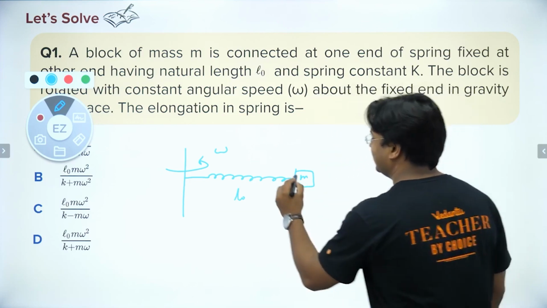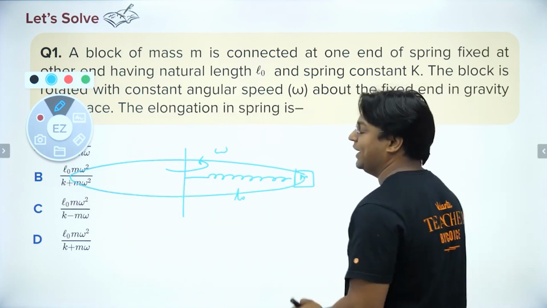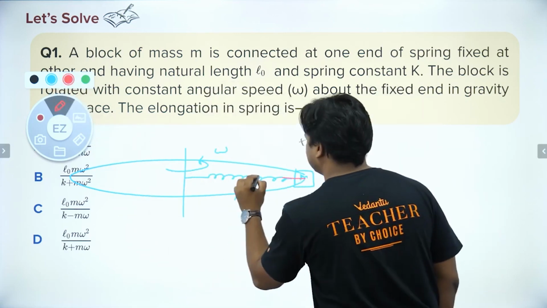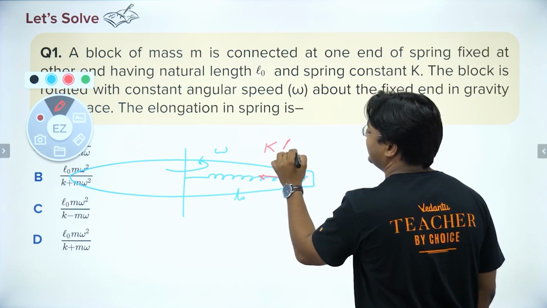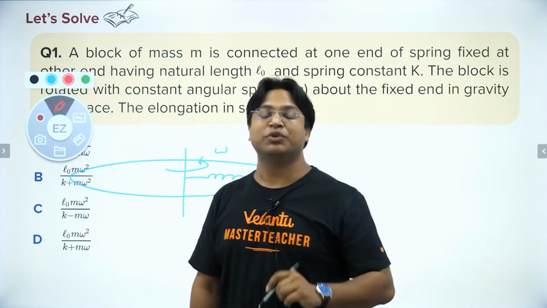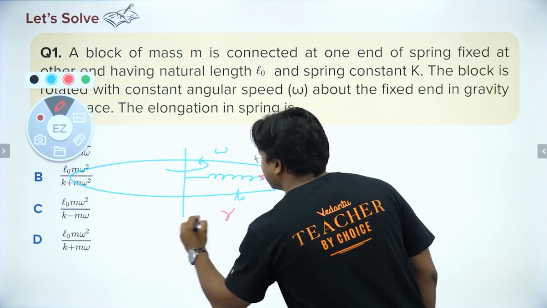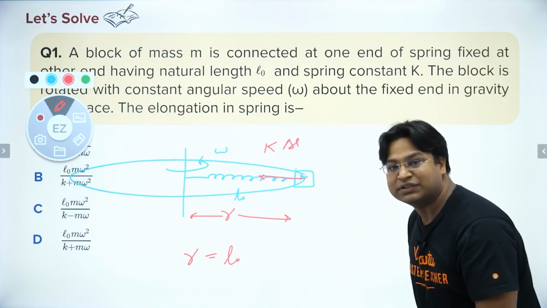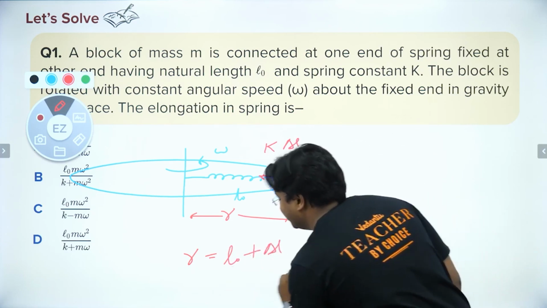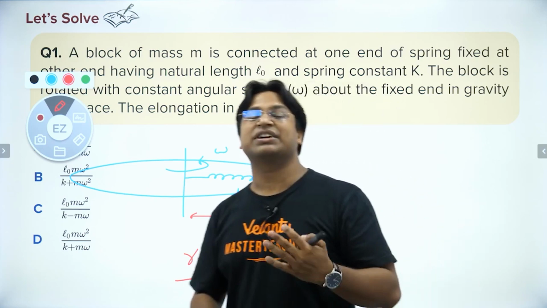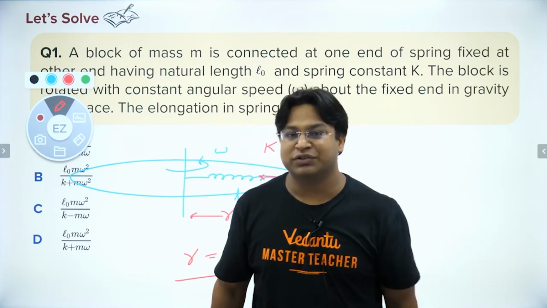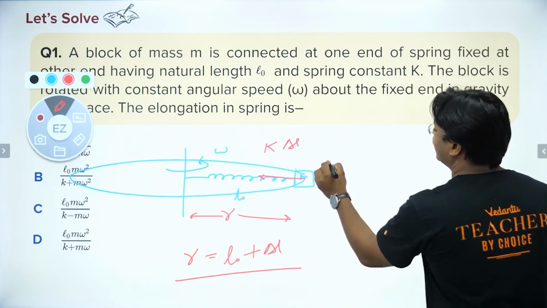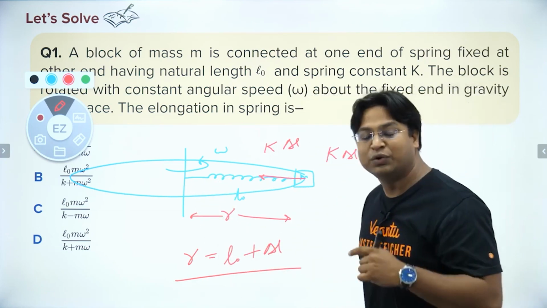So what will happen? This will go in a circle, and to move it in a circle, a force is required that should be acting towards the center. This force will be given by K into delta L, where delta L is the elongation produced in the spring. The radius in which this block will be moving will be given by the natural length of the spring plus delta L. So these are the things that you have to keep in mind. Since it is a gravity free space, we don't have to consider the force of gravity. There is only one force acting on the block, which is K delta L, and this force will play the role of centripetal force.